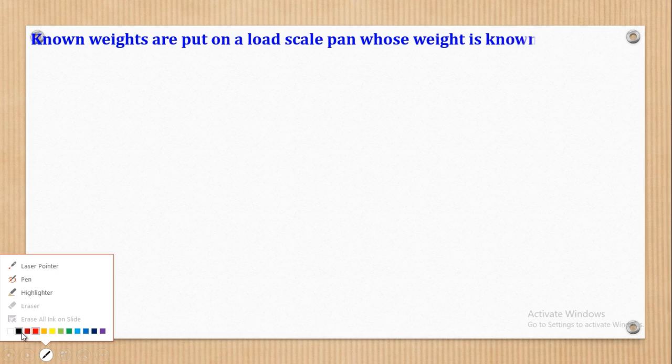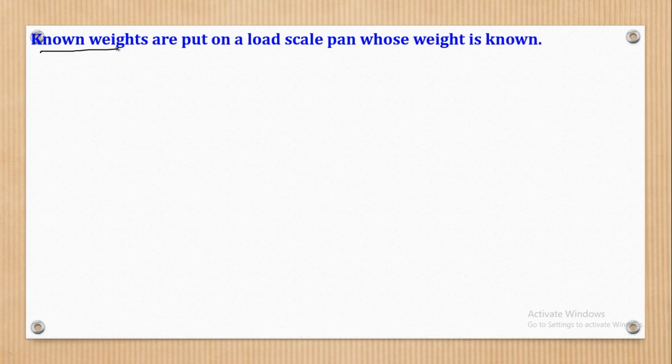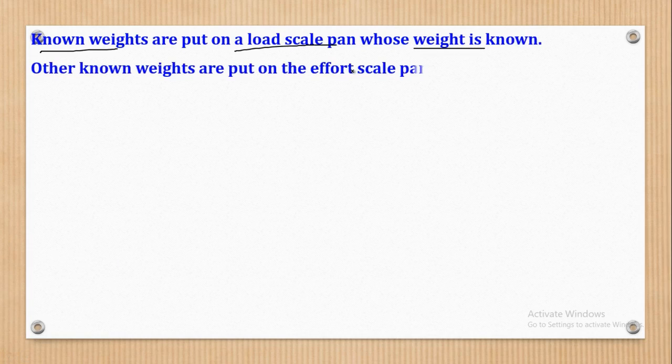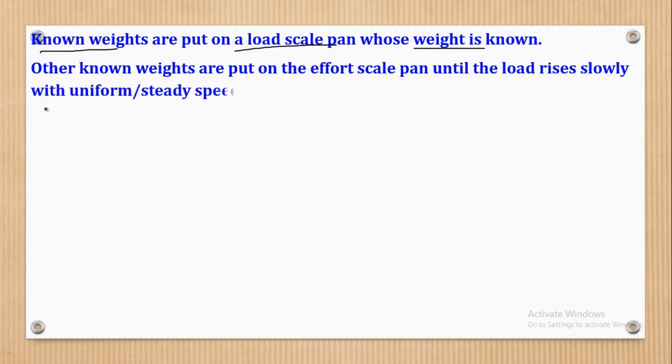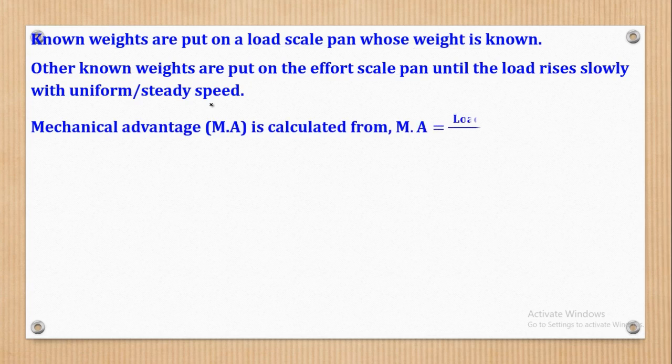Now we shall start the explanation. So we shall say that known weights are put on a load scale pan whose weight is known. Then we shall say that other known weights are put on the effort scale pan until the load rises slowly with uniform speed. The mechanical advantage at this point is calculated from mechanical advantage is equal to load over effort.